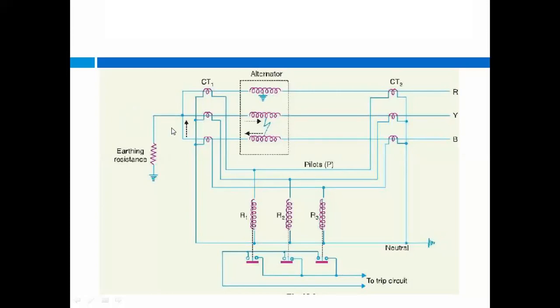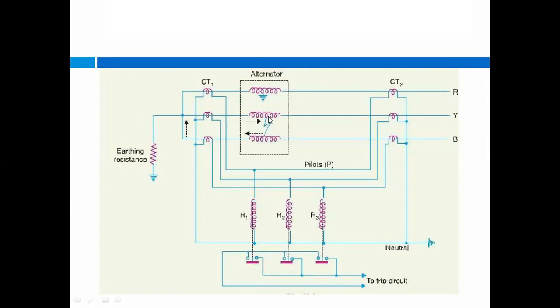But when we are using a transformer, that time you have to check that if the transformer primary is connected in star, you have to connect the CT primary in delta. You have to change because you have to obtain that phase difference. That's why it is connected like this.